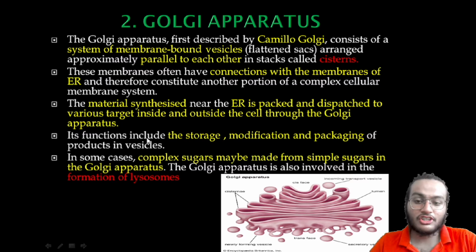Now, the function of the Golgi apparatus is storage, modification and packaging of products. This is the cis space from where different products come in, and this is the trans space. In some cases, complex sugars may be made from simple sugars in the Golgi apparatus. And next, a very important function is the formation of lysosomes.